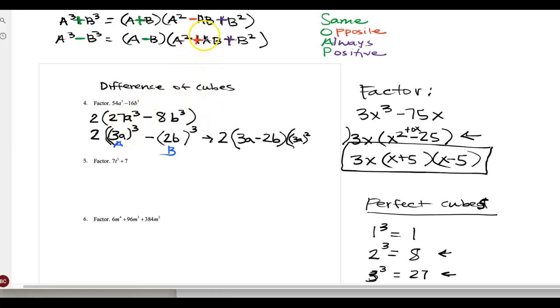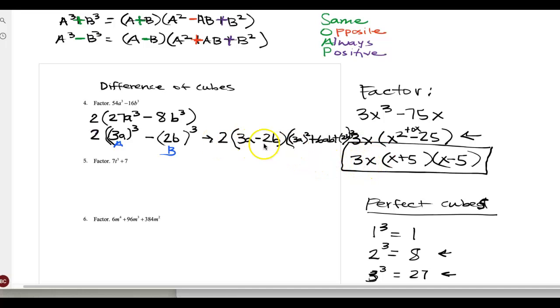And then my next thing says I need to do plus a times b. Well, 3a times 2b is going to give us 6ab. So plus 6ab. And then the last term here is b squared. So taking this b that I have, which is 2b in this case, and squaring all of that. So plus 2b squared.